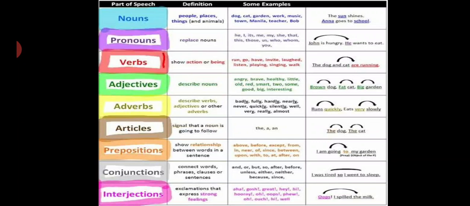When used in a sentence, it can be: the dog and cat are running. Are running are the verbs and they show what action the dog and cat are doing.